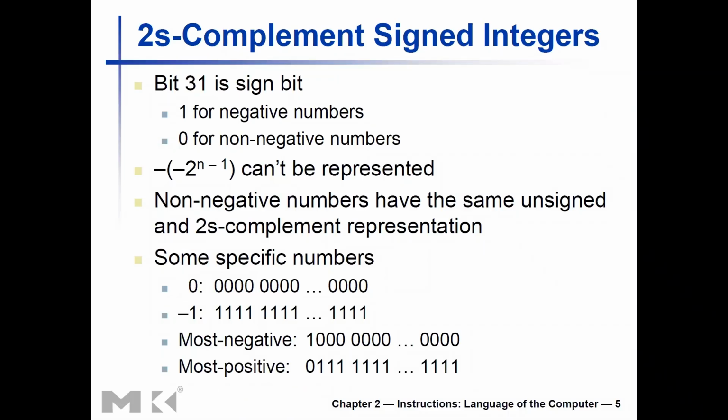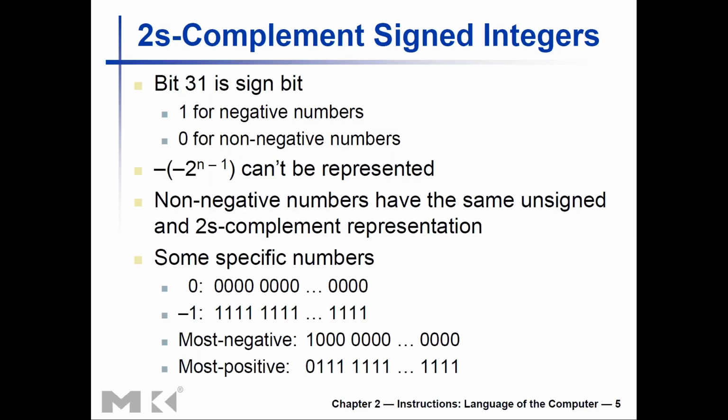So some specific numbers are given here in 2's complement representation. 0 is going to be all zeros. There's no difference there. And -1 is going to be all ones. You can apply the formula that we gave earlier in the slide, and you will see that the decimal equivalent you are getting is -1 if it is all ones in the binary representation.